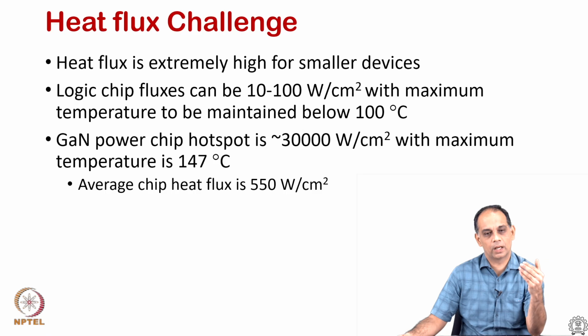Then if you look at a hotspot level, which is an even smaller scale, at a 200 micron or 100 micron scale, the fluxes are even much higher, which is 30,000 watts per centimeter square in one of the areas of a gallium nitride power chip. So, you see that the power levels or heat flux levels are extremely large at the smaller scale or device level.